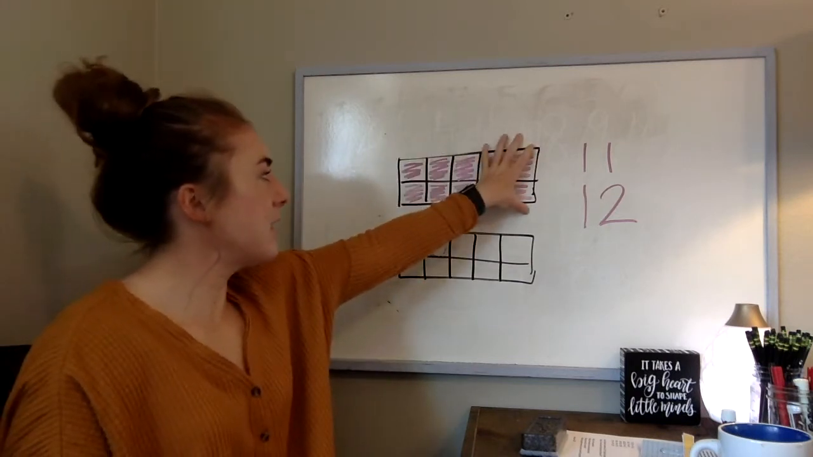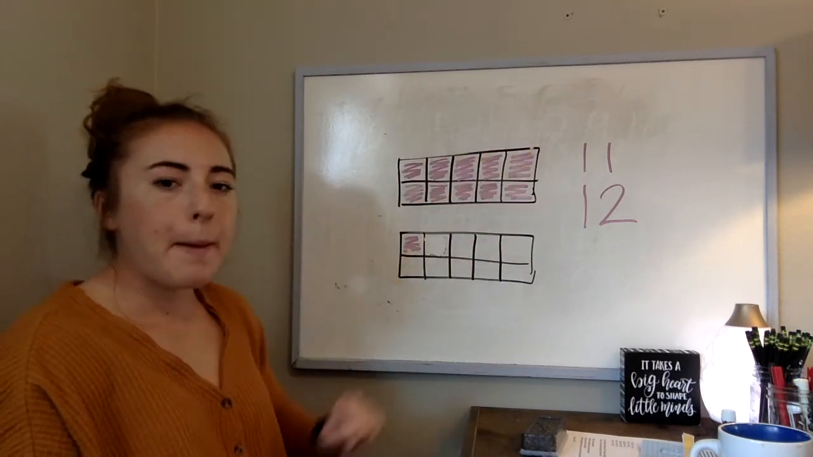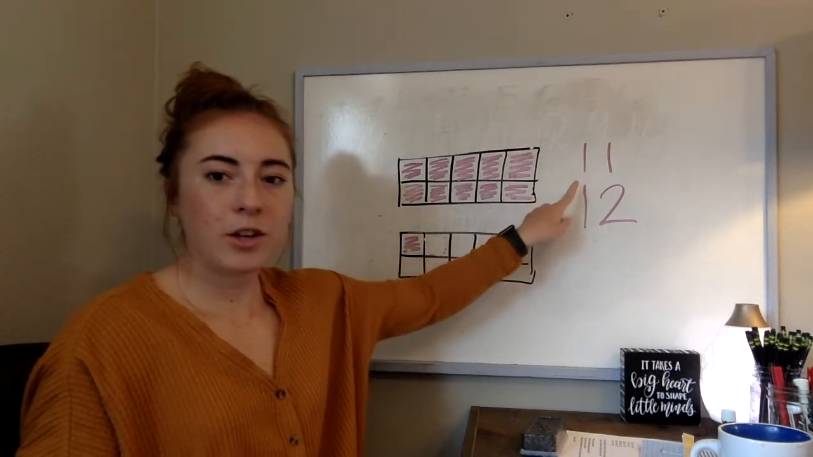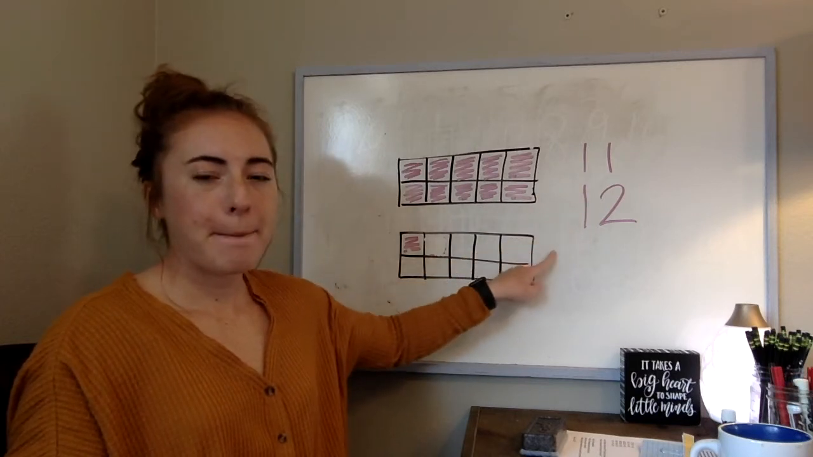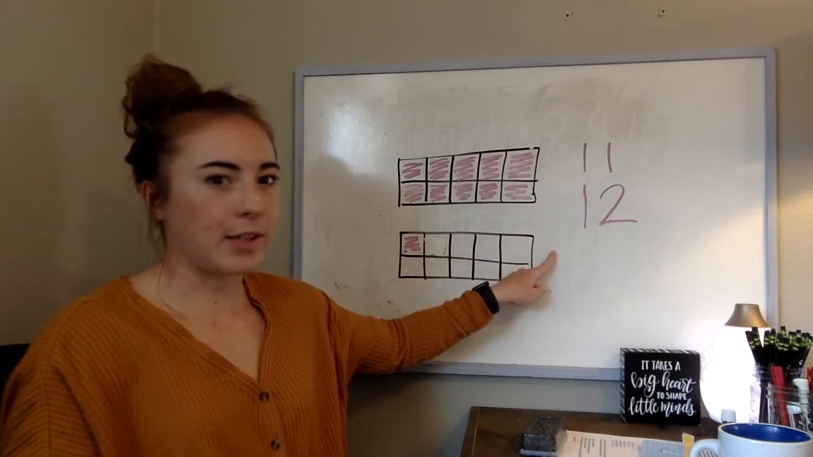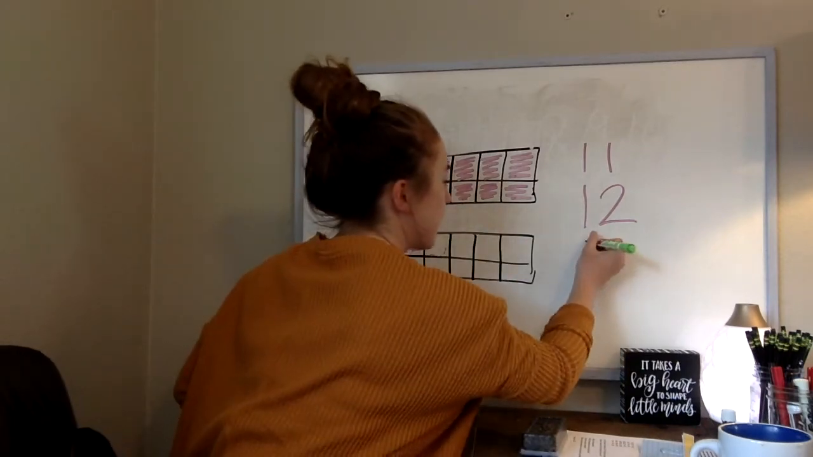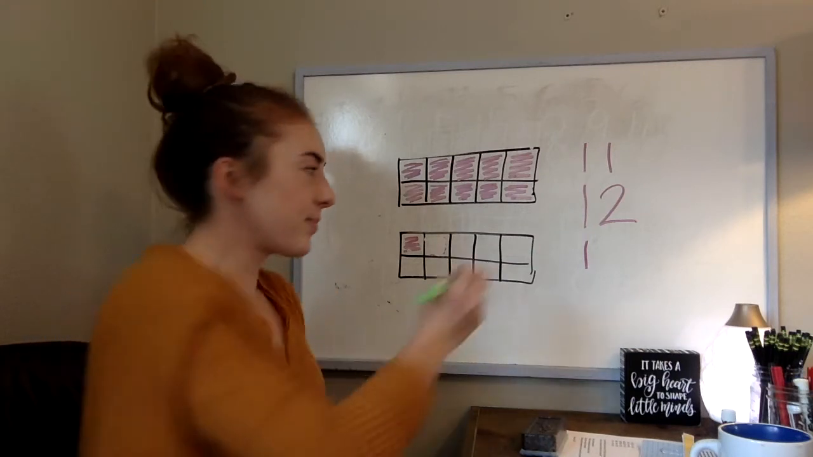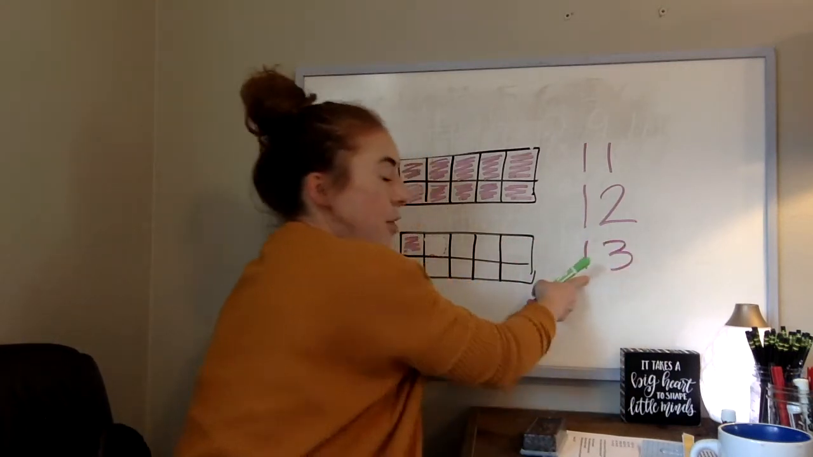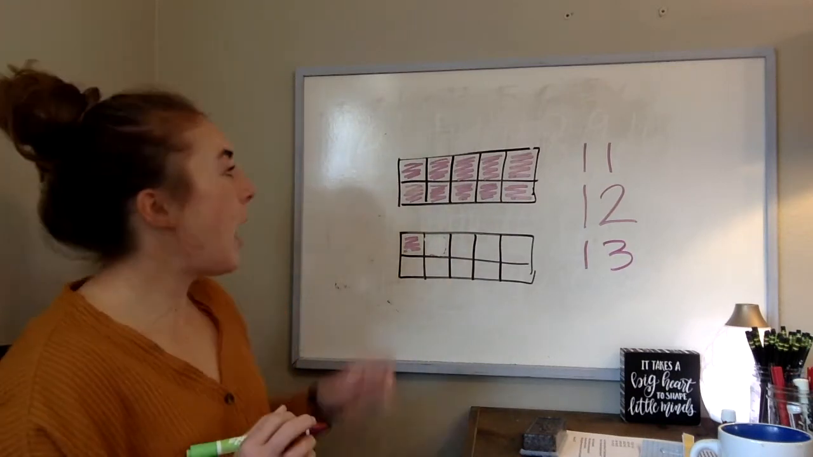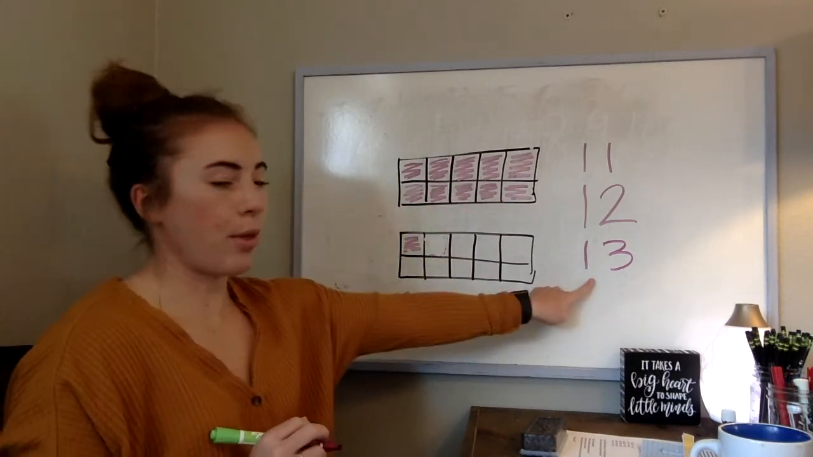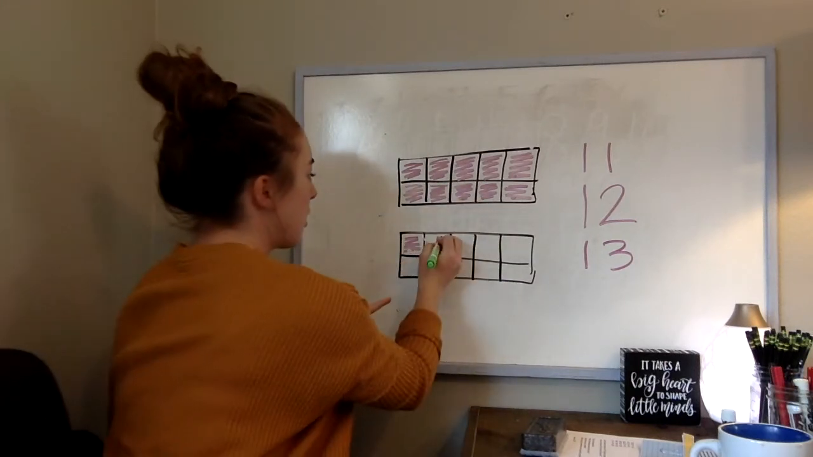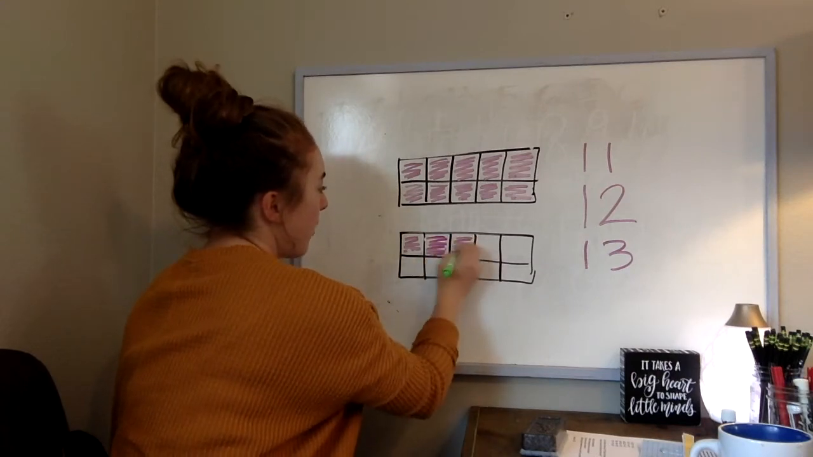I have 10, 11. What number comes after 12? 11, 12. I'll give you a hint. That's the first number. Do you know what comes next? 13. Exactly. Now, how many boxes do I need to color to show 13? I have 10, 11, 12, 13.